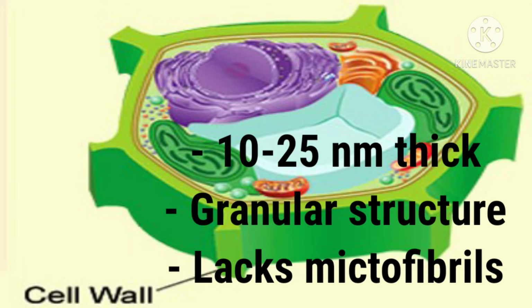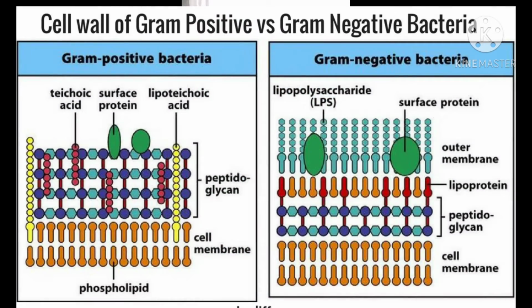The cell wall encases the protoplasm and lies immediately external to the cytoplasmic membrane. It is 10 to 25 nanometers thick, strong, and relatively rigid, though with some elasticity, and open and porous, being freely permeable to solute molecules smaller than 10 in mass and 1 nanometer in diameter. It shows granular structures and lacks microfibrils.